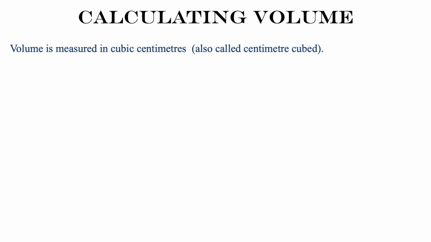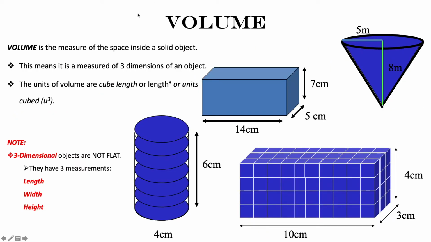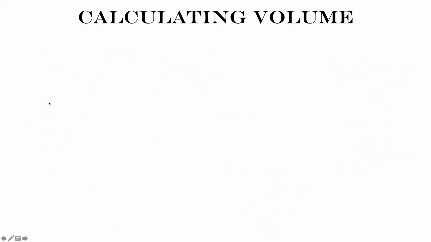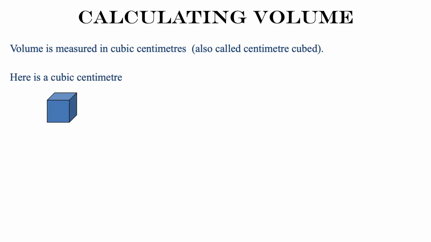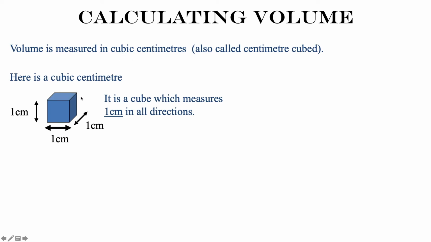So then how do we calculate volume? Since we now know that volume is measured in cubic units, such as cubic centimeters, also called centimeters cubed, which is just another way of saying it but still means the same thing as units cubed, we can use the standard way of figuring out how much space a solid object takes by looking at a cube which measures 1 centimeter in all directions, because the definition says volume is measured in cubic centimeters.